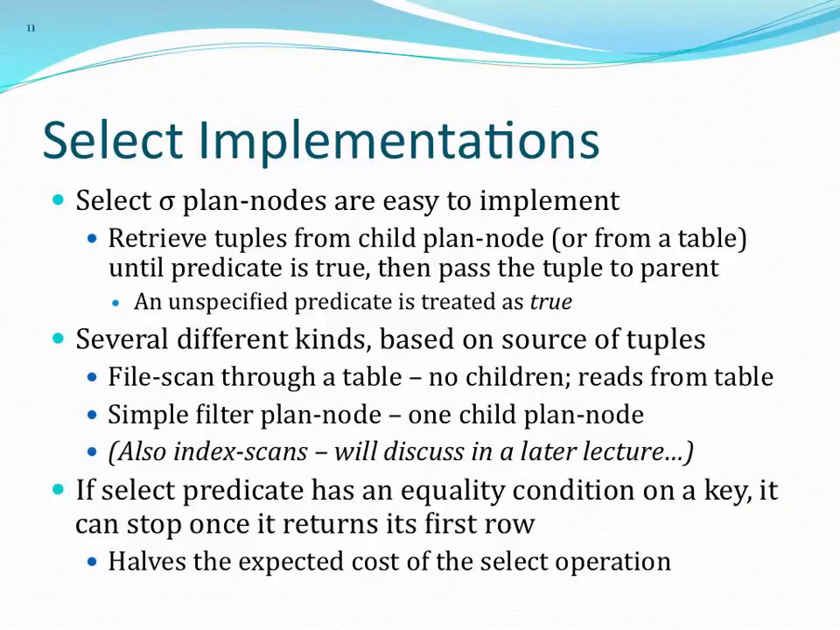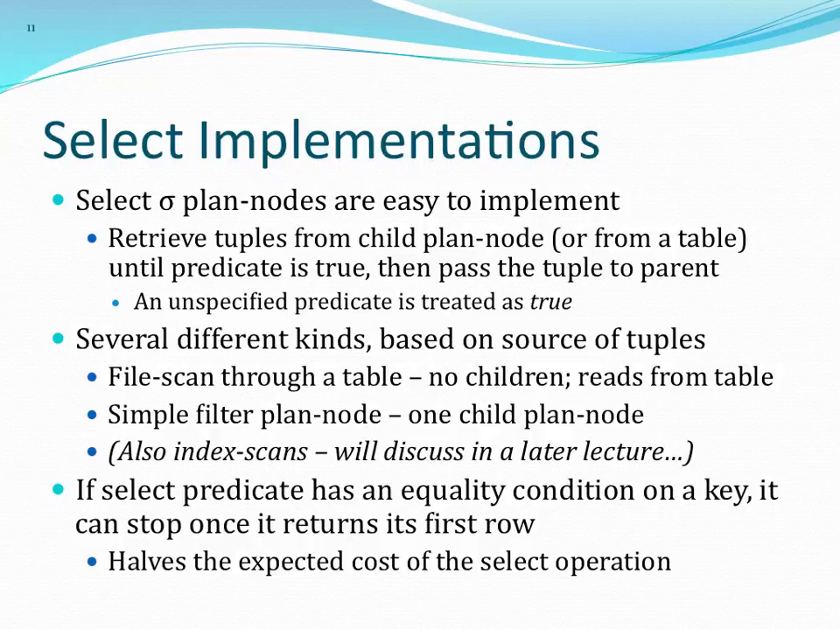And of course, like I say here, there are several different kinds of select plan nodes based on where tuples are coming from. The way that they are described in NanoDB is you have file scans, which is a common term. It's not NanoDB specific. File scan through the entire table. There's no children. You just say, here's the table name. Open it and give me the first tuple. Now give me the second and the third and so forth.